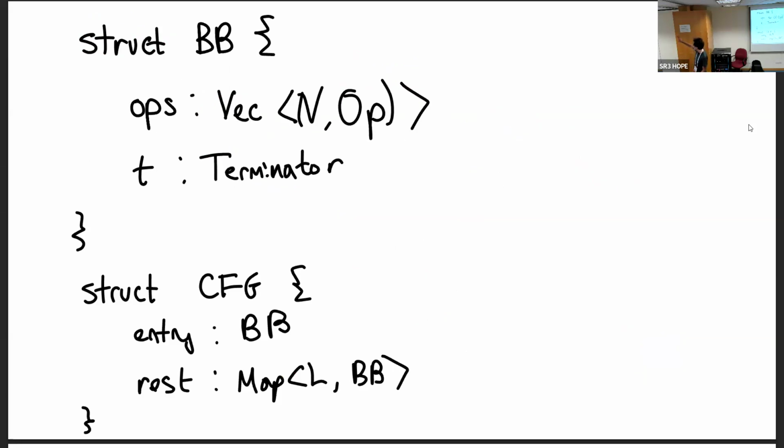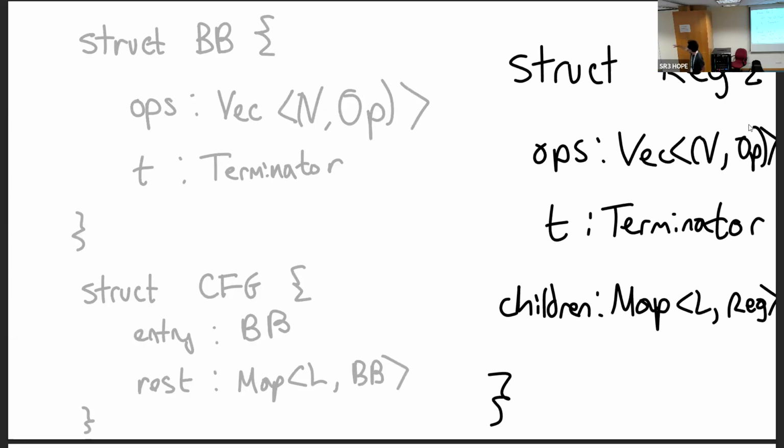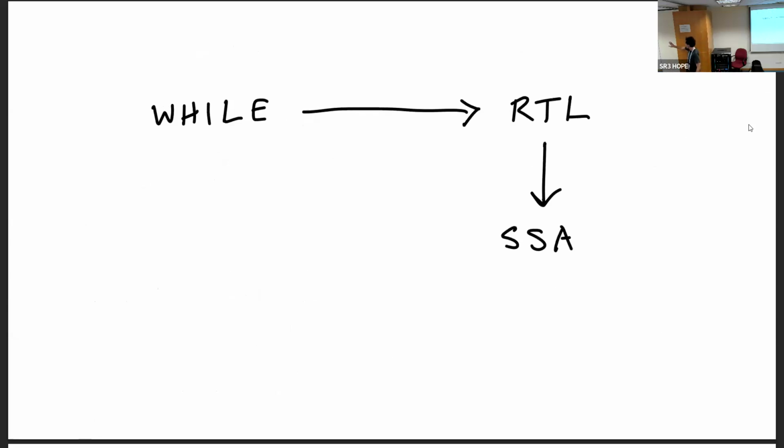So the idea is that we want to switch our data structure to a slightly nicer data structure, where our scope has the ops, the terminator, and the children that we can jump to. Those children can jump to each other, and you can jump to any of your ancestors and your ancestors' siblings, but what you can't jump to is any of your ancestors' children. So anyway, this is what we have so far. We have while, and then while compiles down to RTL, and RTL compiles down to SSA. That's our adventure so far.